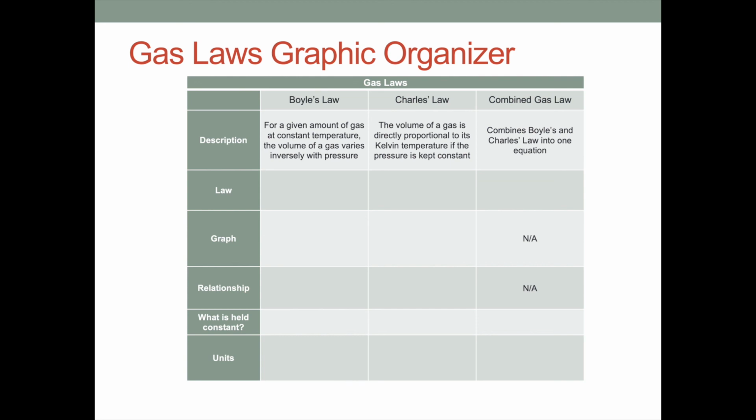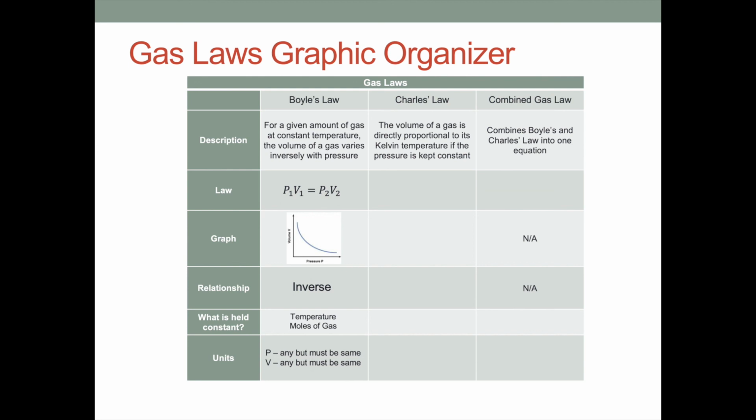Okay, we're going to start by looking at the column for Boyle's law. The law for Boyle's law is P1V1 equals P2V2. So the graph of this has pressure and volume in an inverse relationship. Now, what's held constant here is temperature and the moles or amount of gas. So we need to worry about units of pressure and volume.